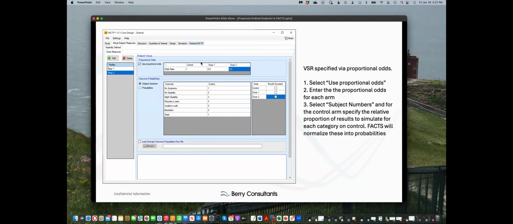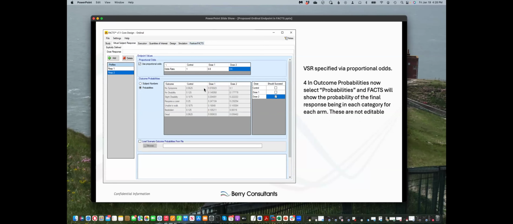Then, as Todd showed you, the next tab is the virtual subject response, where we specify the scenarios to be simulated. And here we've got these two methods of entering it. You can either use proportional odds, in which case you specify a relative response on the control in terms of the proportion of results to be simulated falling into the different categories. And then by specifying a proportional odds for dose 1 and dose 2, that will generate corresponding probabilities for those arms.